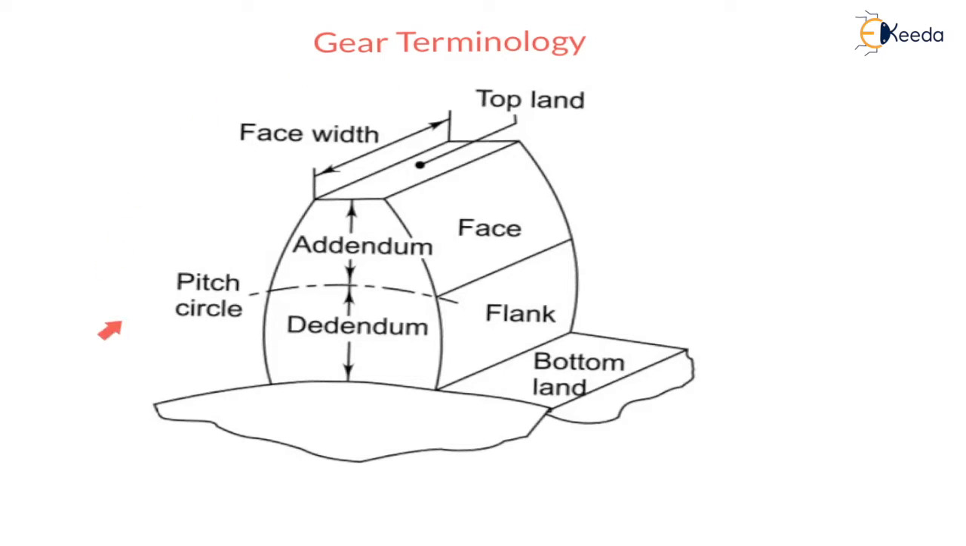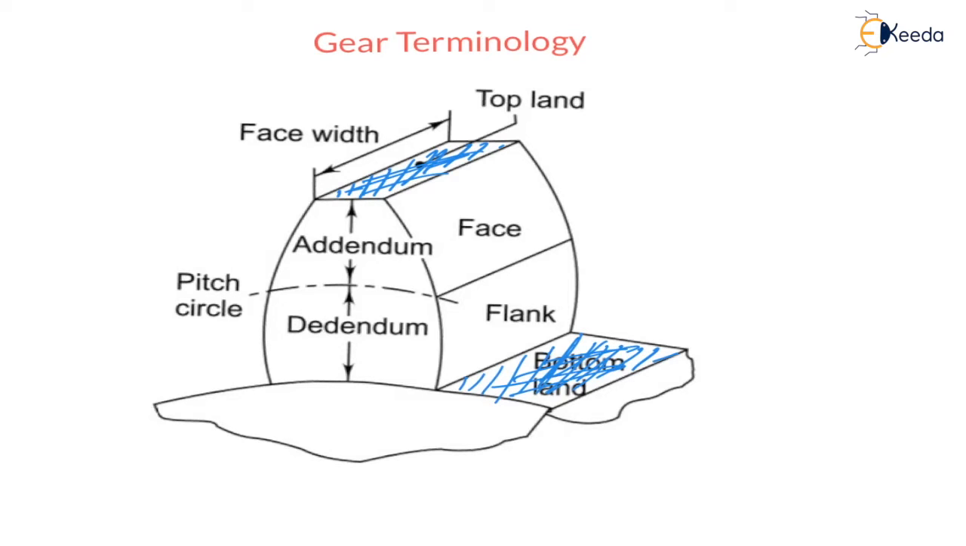Now, you can see here for a gear, a single tooth of any gear is given. For this single tooth, the upper portion is called top land, and the bottom portion is called bottom land. You can clearly visualize top land and bottom land.